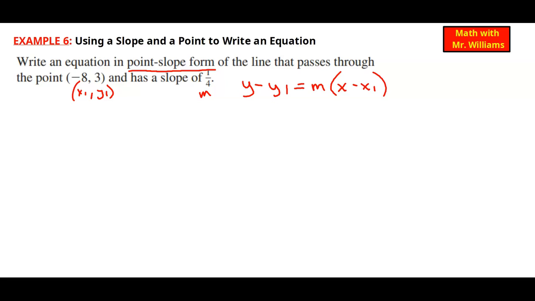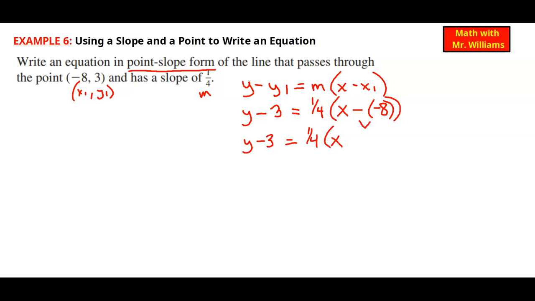Let's go ahead and substitute our numbers in. So we have y minus 3 equals 1/4 for our slope, parentheses, x minus, and the x1 is a negative number, so we're going to put that in parentheses, a -8, end parentheses. Now let's clean that up because we don't want the minus next to each other. So we have y minus 3 equals 1/4 x, and we just add the opposite, so we add 8 to change it into point slope form.